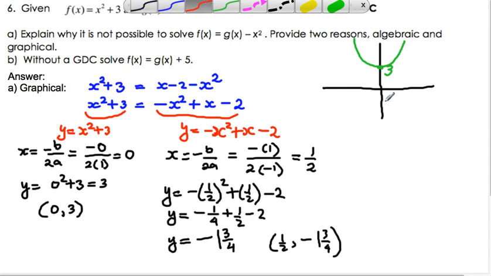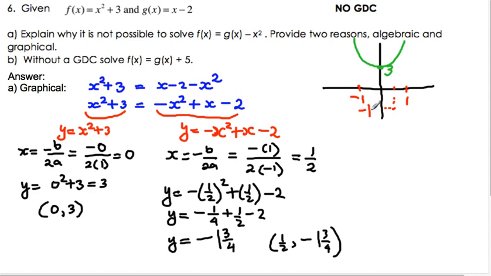However, let's try. If let's say I have -1 here and 1 there, as in the x coordinate, 1/2 will be somewhere here. And then if I have -1 3/4 over there, my parabola will look approximately like that. So as you see, the two parabolas will never intersect each other. One is facing up with minimum value 3, and the other one is facing down with maximum value -1 3/4. So they will never intersect each other, and therefore this equation will not have a solution.